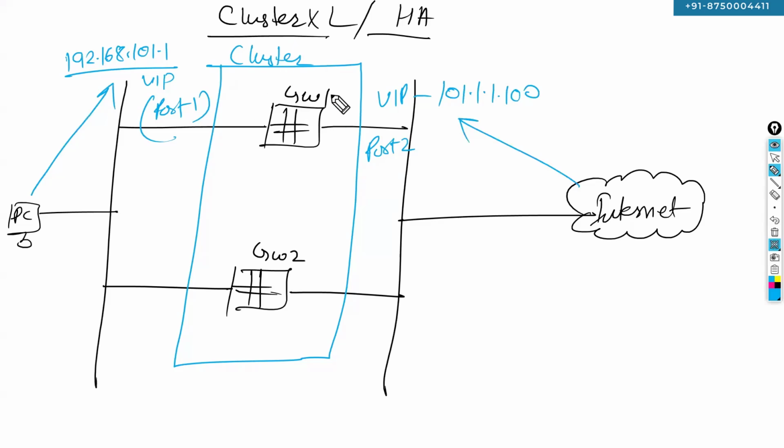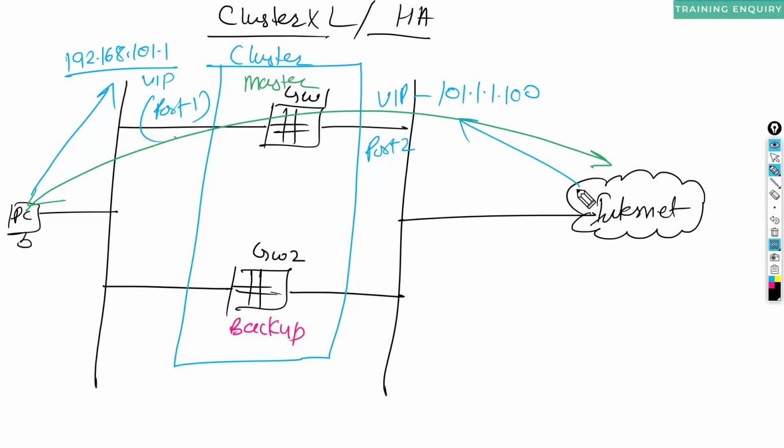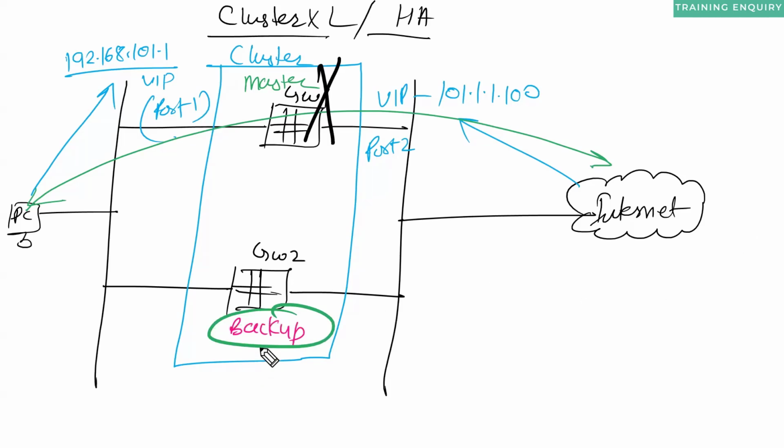For these virtual IPs, when we use clustering, one of the gateways will be the master and another will be the backup. First of all, the master is responsible for forwarding the traffic from in to out or out to in. Then what will happen if your master goes down? If your master goes down, then the backup will promote itself from backup to master.